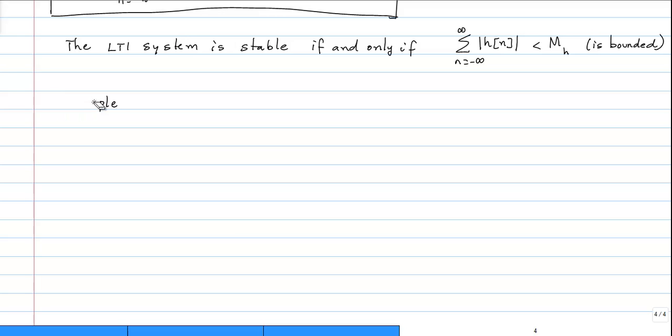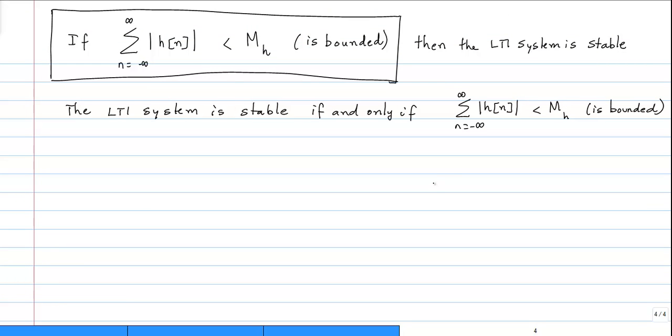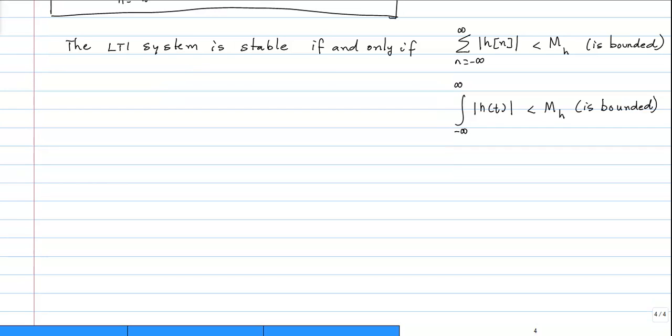Before I do the example, the equivalent statement for a continuous time system is that the LTI system is stable if and only if the impulse response is absolutely integrable. So if I look at the integral of the magnitude of h of t from negative infinity to plus infinity, this quantity is bounded. Okay, so let's look at a couple of examples.